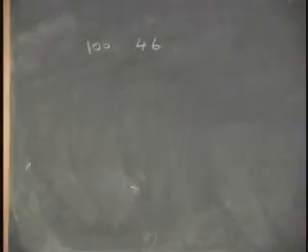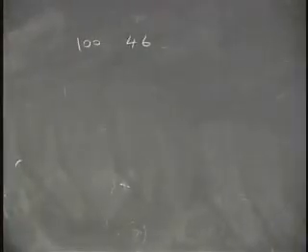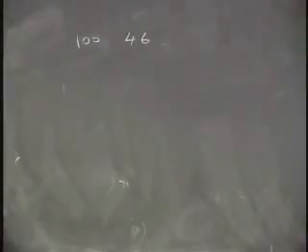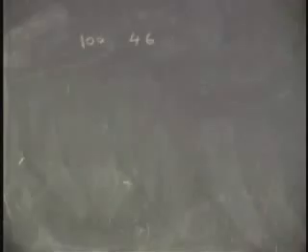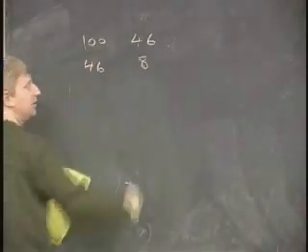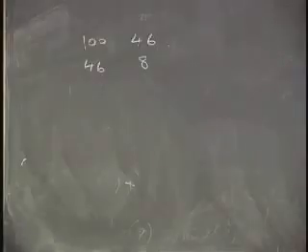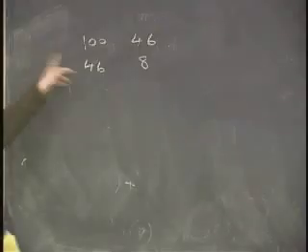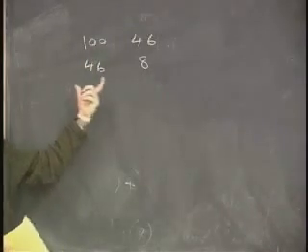Okay, you guys help me fill in the chart. The greatest common divisor of 100 and 46 is the same as the greatest common divisor of what two numbers? 46 and 8. 8 is the remainder you get when you divide 46 into 100. 46 is copied over. So you all see the recursion here, right? The algorithm for these two is the same as the algorithm for these two. You just make the numbers smaller.